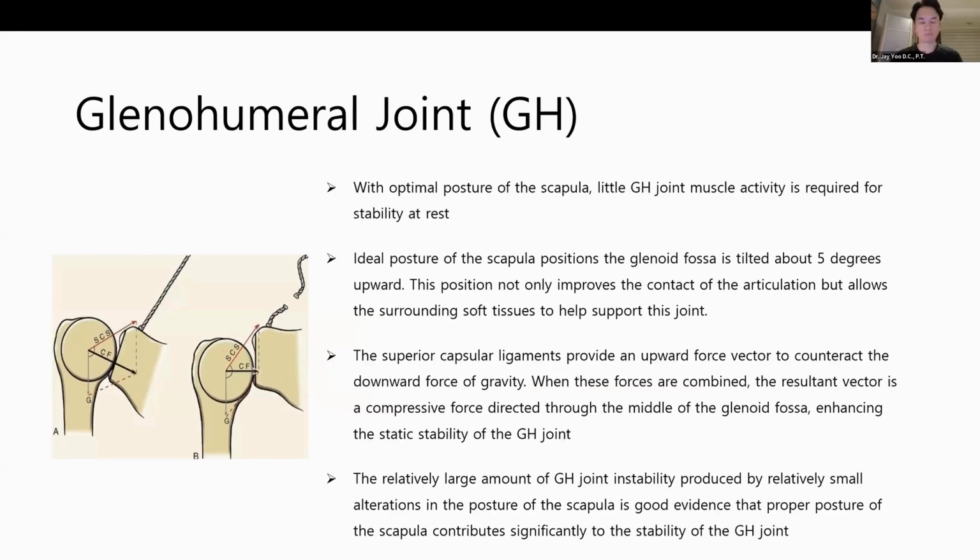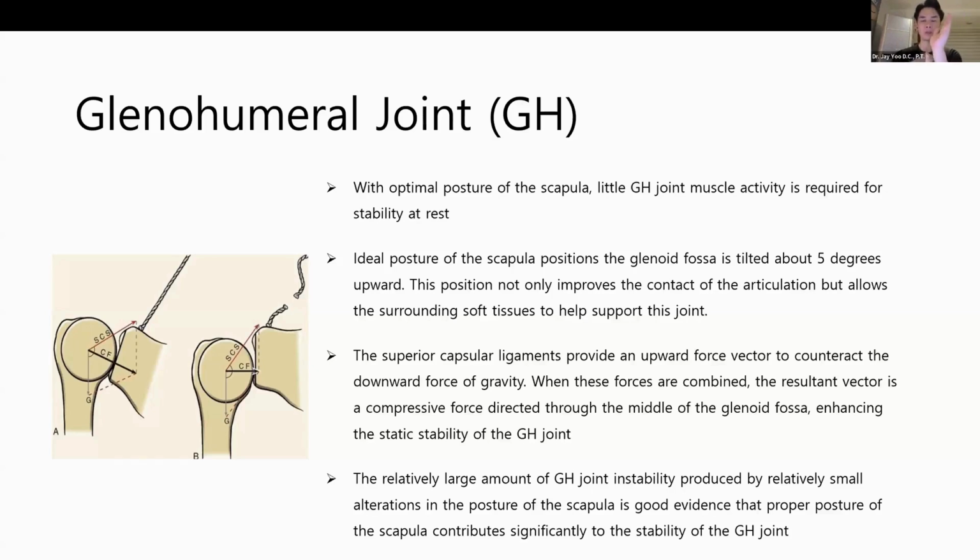Even at rest, the joint should have some stability. With the optimal posture of the scapula, little GH joint muscle activity is required for stability at rest. The ideal posture of the scapula is with the glenoid fossa tilted about 5 degrees upward, not that way. This position not only improves the contact of the articulation, but allows the surrounding soft tissue to help support this joint.